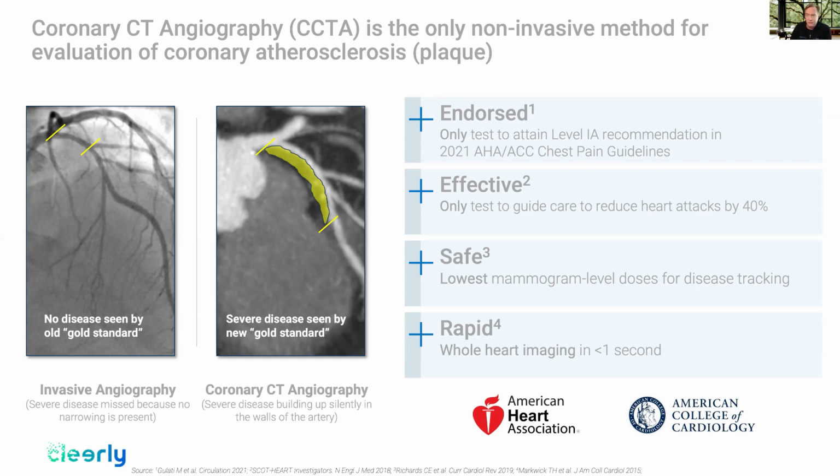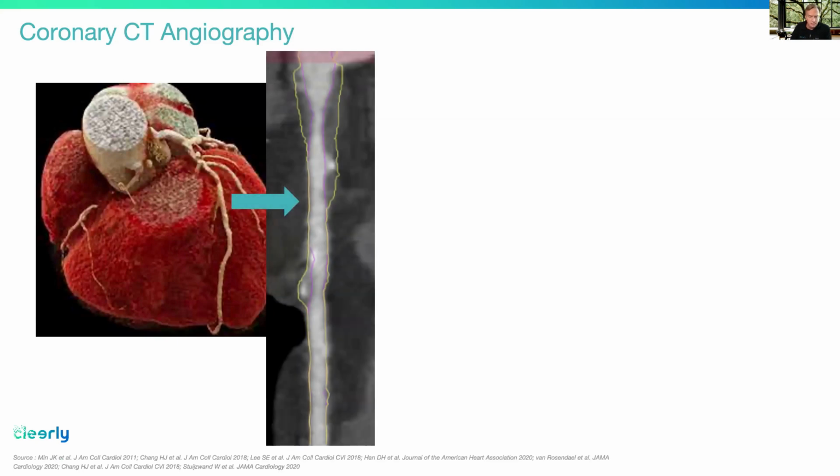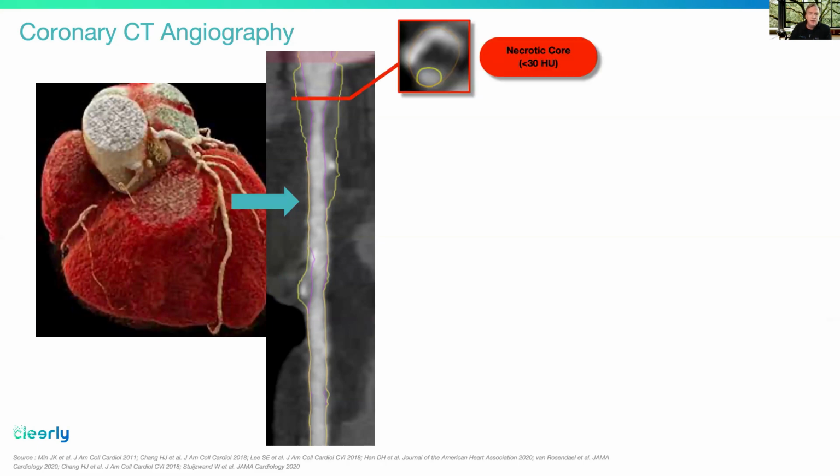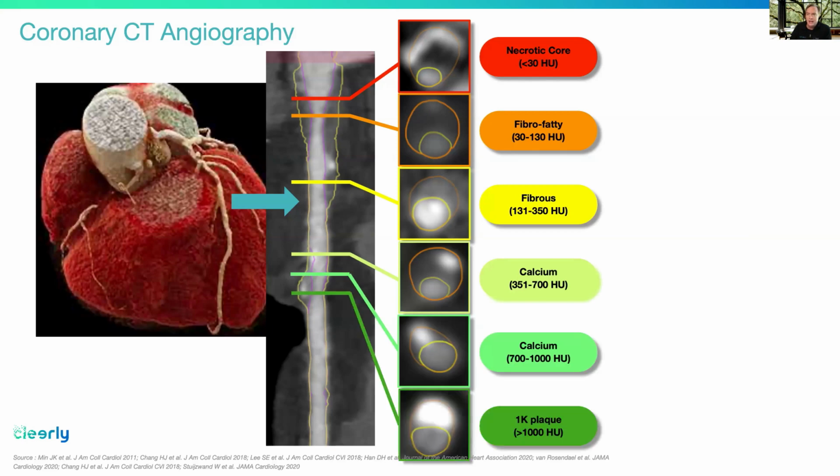We also know that it's safe. Our doses in many cases can approach that of mammograms with new technology. And of course, it's a very rapid modality. You can acquire the entire heart, again, with newer scanners in less than a second, and also spend very limited time in your CT scan room. So we've come a long way. What we've also learned in the last number of years was that we can take those CT images and cut into them and look at the atherosclerotic plaque itself.